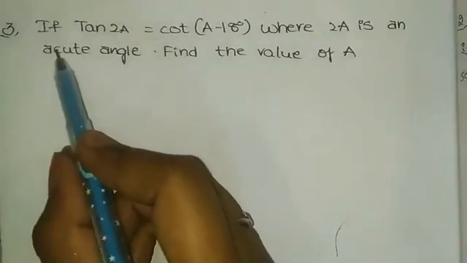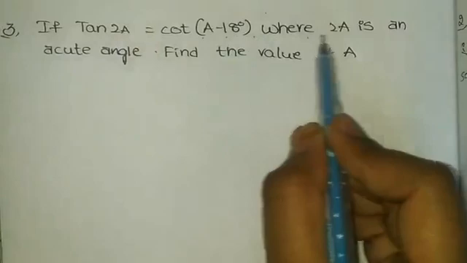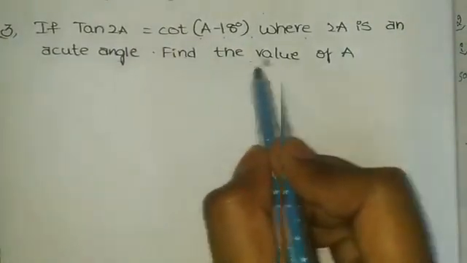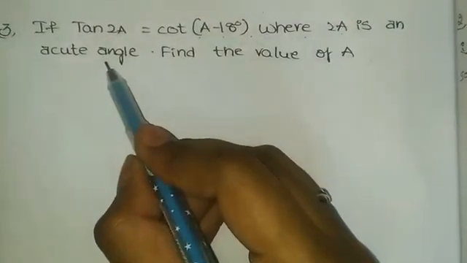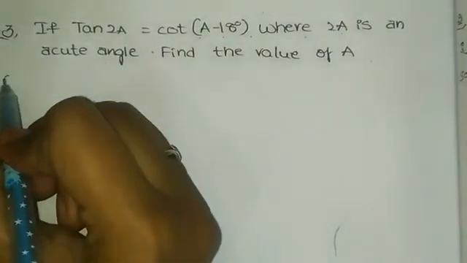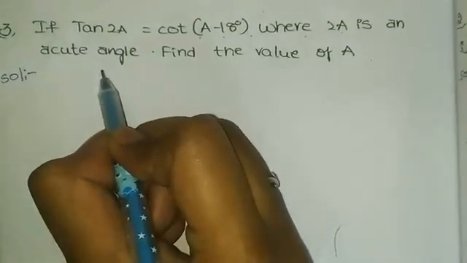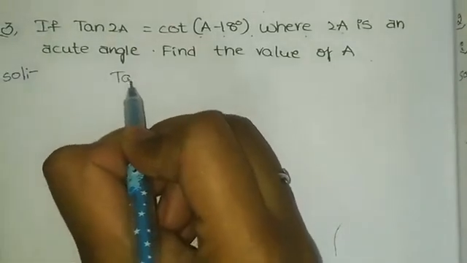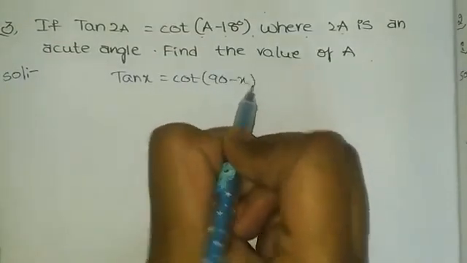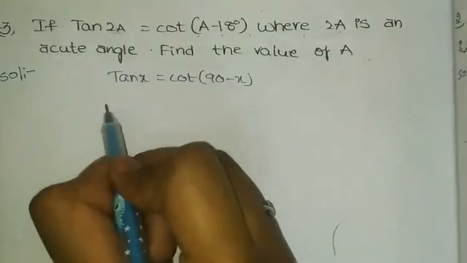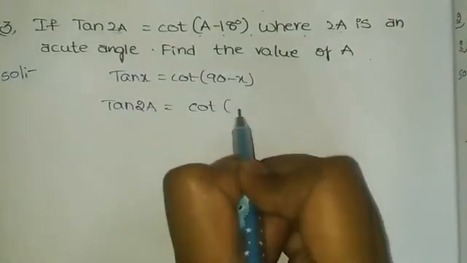Third question in this exercise: if tan 2A is equal to cot of A minus 18, where 2A is an acute angle, find the value of A. Here 2A is an acute angle, that means less than 90 degrees. So we can apply the formulas of complementary angles. We know that tan x is equal to cot 90 minus x. Here x is 2A.